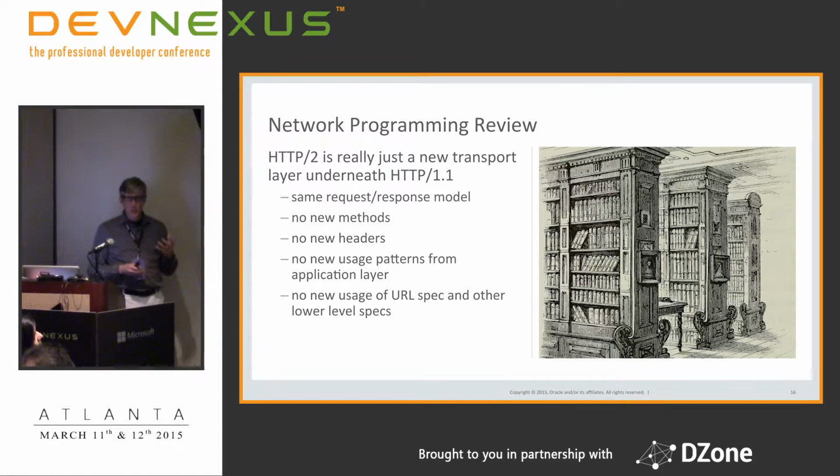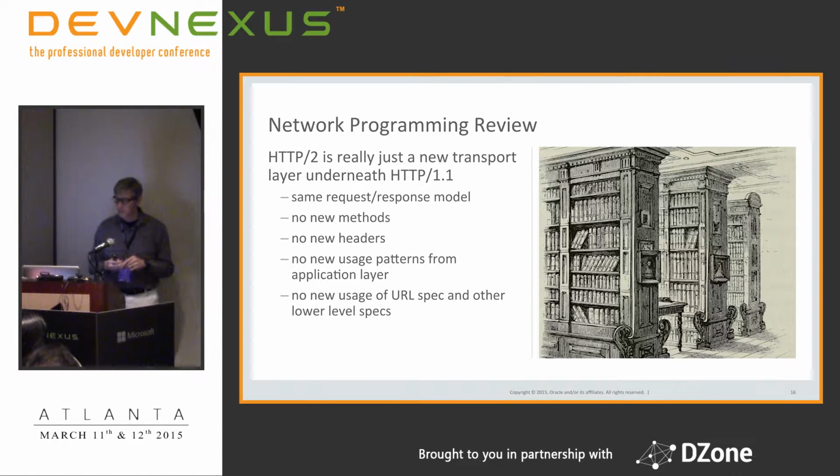So this is important because HTTP2 is essentially a new transport layer underneath the existing HTTP1 specification, plus a little header compression specification that kind of sits along the side of that. Thankfully, it's the same request-response model. It's the same set of HTTP methods. They aren't introducing any new HTTP methods.